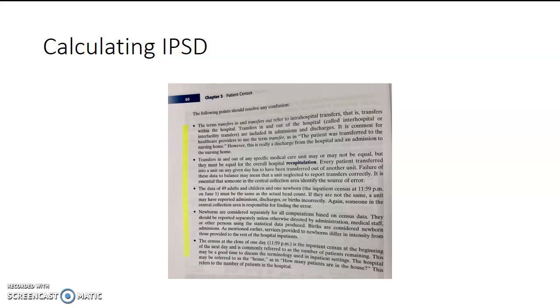And also it does talk about some terminology. So this may be a good time to discuss the terminology used in inpatient settings. The hospital may be referred to as the house, how many patients are in the house. So that goes along with our how many patients have their head in the bed. And you will probably hear me talk about different sides of the house, the clinical side of the house, the administrative side of the house. And that's just something in hospitals and medical centers. It's one of those just like things. So now you know, right? So we call it the house.